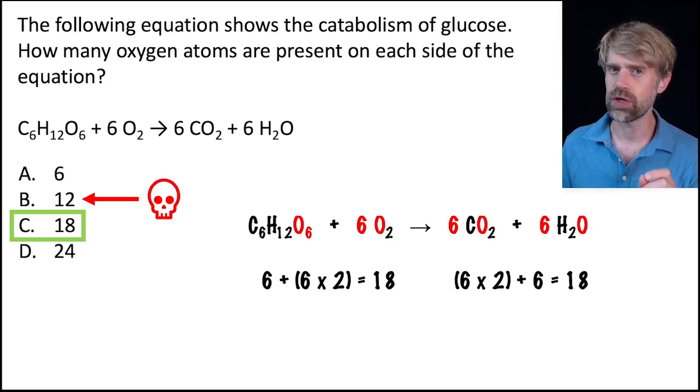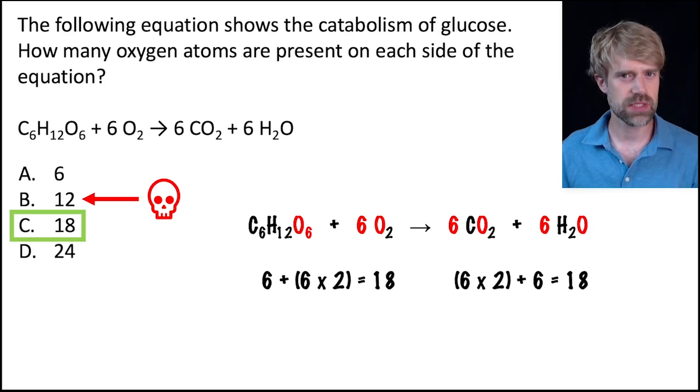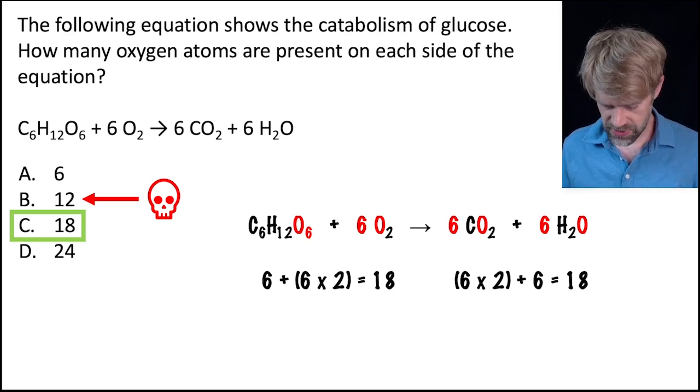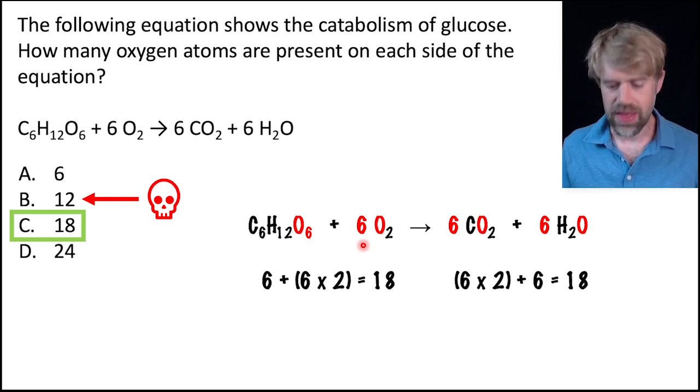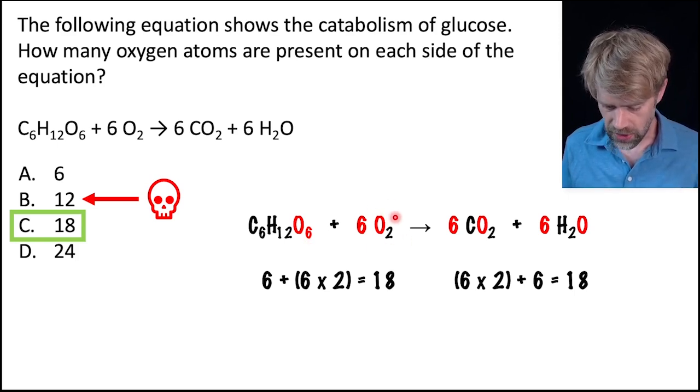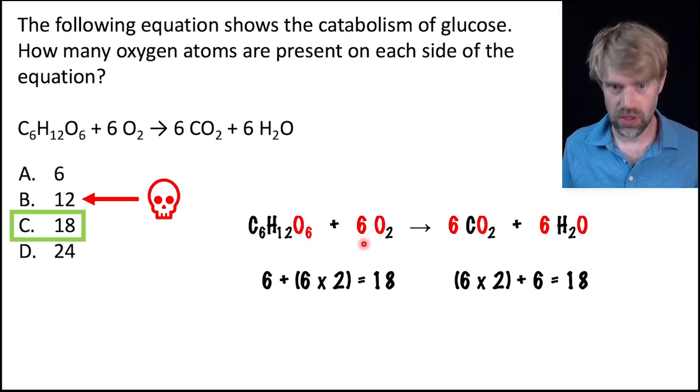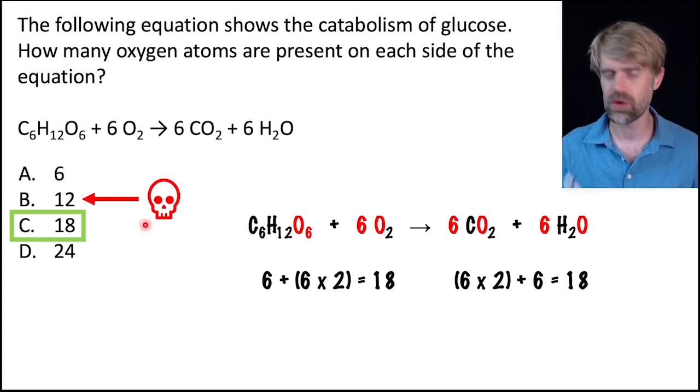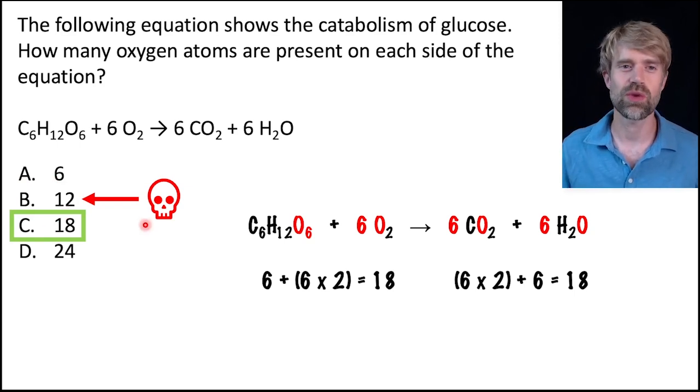Now, just to warn you, a lot of people will actually mess this up because they'll see the 6 here and the 6 here, and they won't notice that it's O2 here and CO2 over here. They'll just see the 6 and the 6, and they'll think 12. And look at this. Choice B is right here with 12 to trap you. It's just waiting to trip you up.